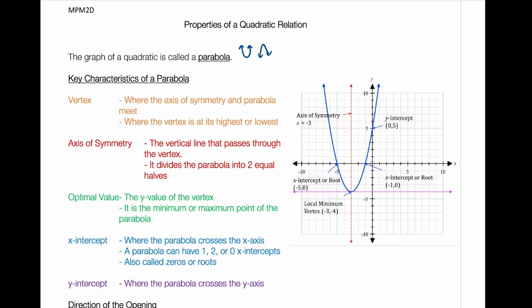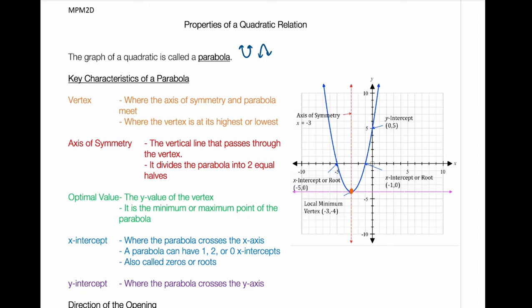The key characteristics. The first thing is the vertex, which we talked about in the last lesson. Again, the vertex is where the axis of symmetry and the parabola meet. So we can see our axis of symmetry, this red vertical line. It crosses the parabola right here, and we can see that's our vertex of -3, -4. You could also say that it's the lowest or highest point of the parabola, depending on which way it opens.